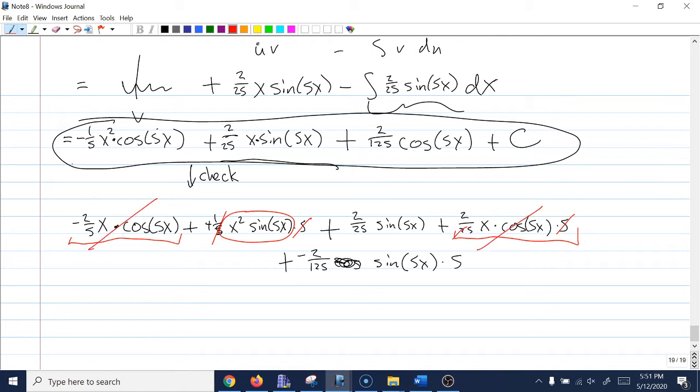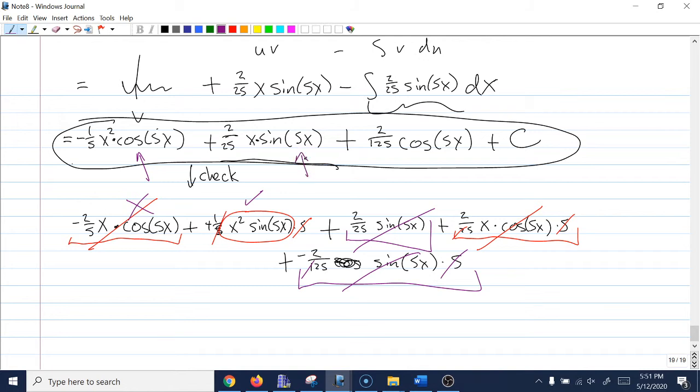Cancel, cancel. This thing, 2 over 25 sine 5x. Negative 5 and 125 leaves 25. Negative 2 over 25 sine 5x. This cancels with this. Doing the product rule on that gave me the thing I want and some garbage I don't.